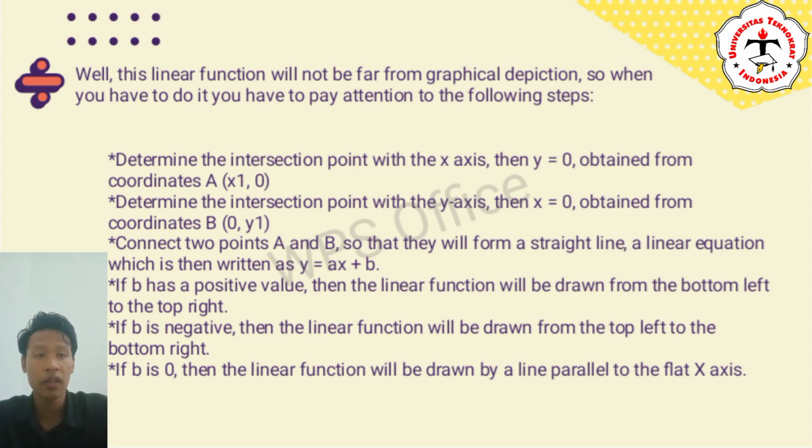If b has a positive value, then the linear function will be drawn from the bottom left to the top right. If b is negative, then the linear function will be drawn from the top left to the bottom right. If b is 0, then the linear function will be drawn parallel to the flat x-axis.